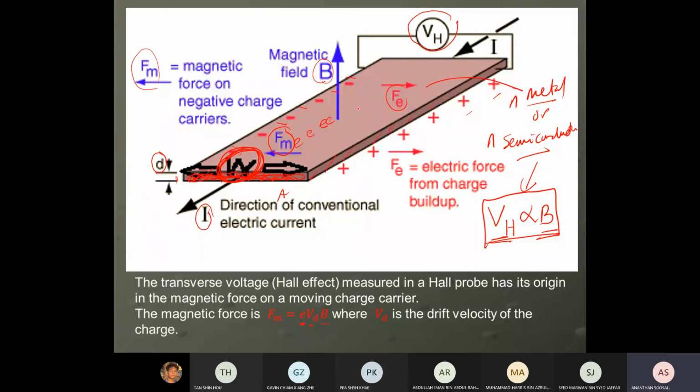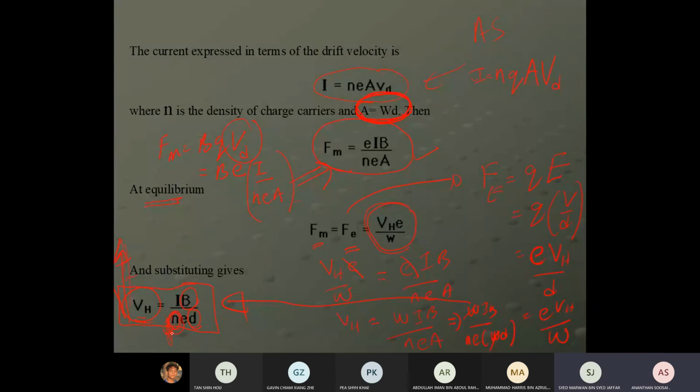So here, do you want N big or small? You want N to be small. Why? Because the equation tells us a small N can lead to a big Hall voltage. You want to get a significant Hall voltage.